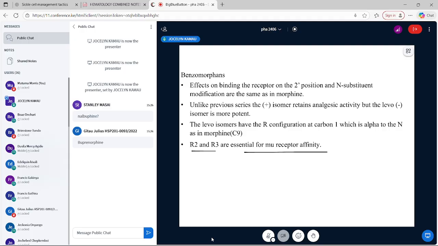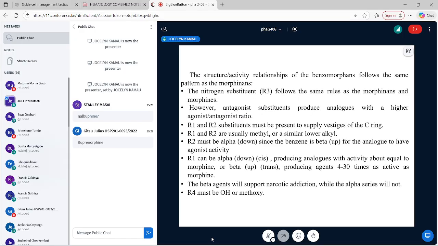fact that the position 5 substituents must have the vestiges, and they're very important for activity. The structure-activity relationship of the benzomorphans follows the same pattern as the morphinans. The nitrogen substituent R3 follows the same rules as the morphinans and morphines. However, antagonist substituents produce analogs with a higher agonist-antagonist ratio. That's the only difference, that when you have the antagonist substituents, although they are supposed to be antagonists.